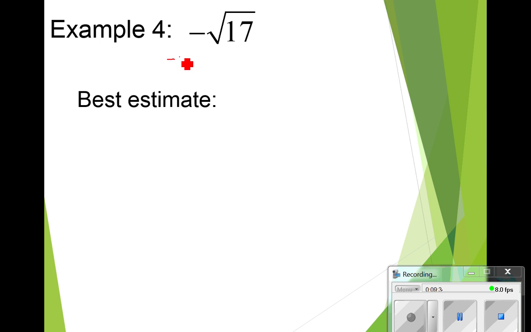We know it's going to be between the negative square root of 16 and the negative square root of 25. Clearly it's closer to this one. So it's between negative 4 and negative 5, but closer to negative 4. So our best estimate would be negative 4.